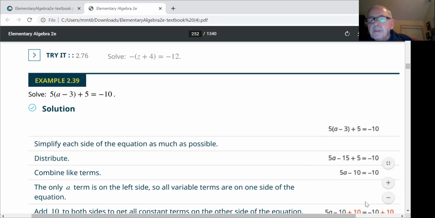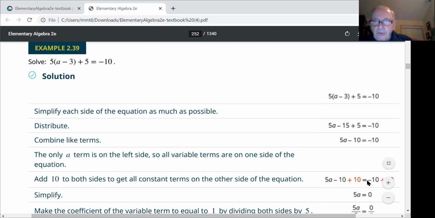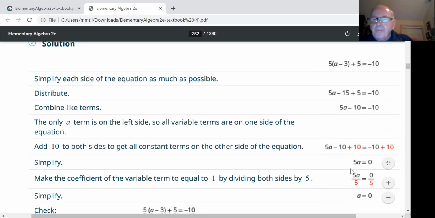Combine the like terms. In this case, there's two constants. There's a minus 15 and a plus 5. That equals minus 10. So then you go ahead and you add 10 to both sides. So you get the variable on one side, right? In this particular case, you've got 5a is equal to 0. Well, we don't want 5a, we want a. So divide both sides by 5. You can divide 5 into 0 and you still get 0. So a is equal to 0.